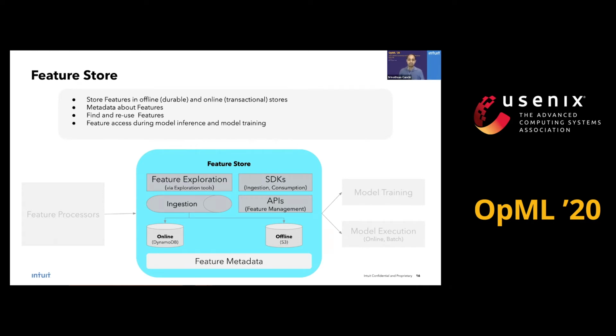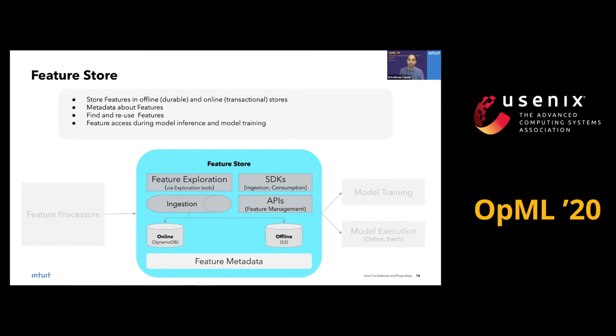All these features are stored in two different stores: an online store for transactional, high volume, low latency access to features for use cases such as the self-help or the cash flow forecasting, where you really need the features just in time for you to do a prediction.